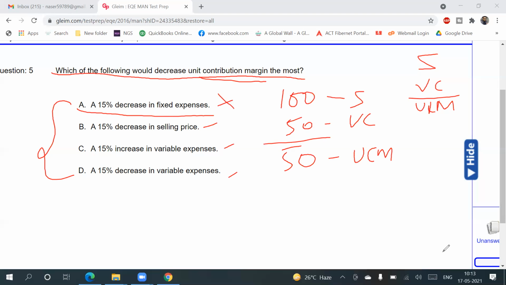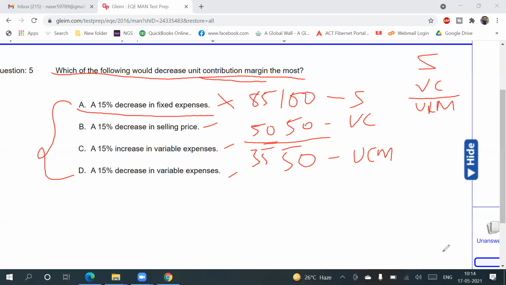Now, 15% decrease in selling price. Okay, let me just see if I decrease 15% from selling price. So this will become 85, and this becomes 50 only. Then my unit contribution margin becomes 35. So if I decrease 15% selling price, my unit contribution margin has decreased. Now let's see the next one.